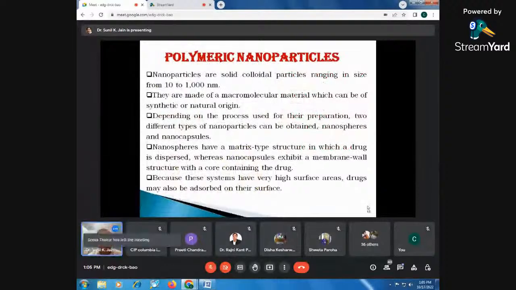Okay, so polymeric nanoparticles, as you know, have a particle size in the range of 10 to 1000 nanometers. They are made of macromolecular materials, which means we can use synthetic polymers or polymers from natural origin. Based on that, and on the method of preparation, we can get nanospheres or nanocapsules. And with all these parameters, we can also modify the surface charge.